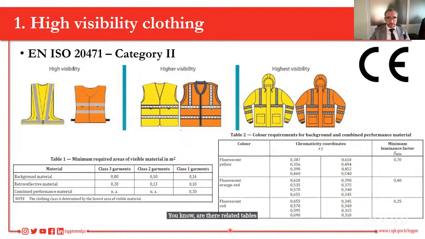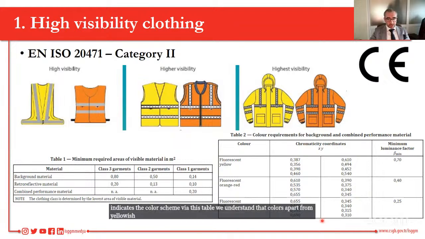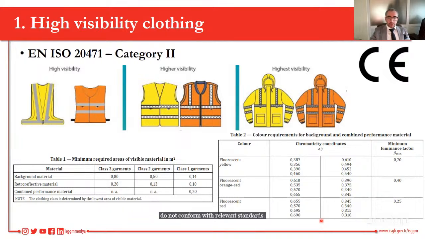The one on the left sets minimum requirements of materials for different areas for different classes. And the one on the right, this table, indicates the color scheme. Via this table, we understand that colors apart from yellowish and reddish orangish colors do not conform with the relevant standard. For example, if a blue vest is encountered on the market, we will impose an administrative sanction.